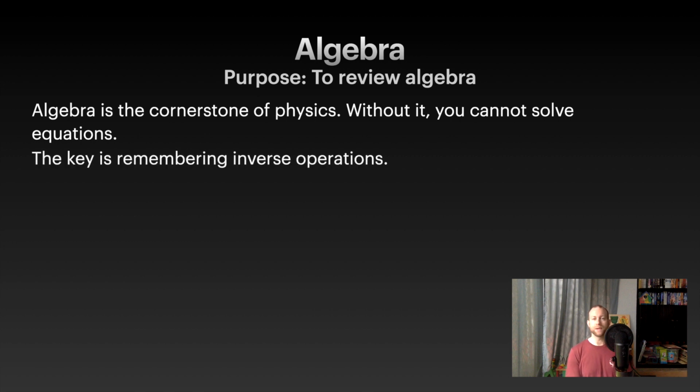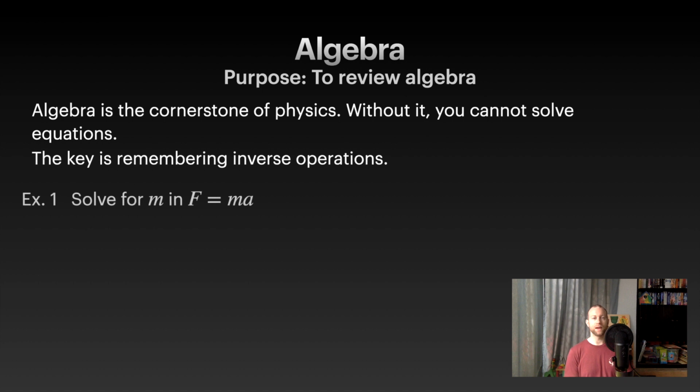The key to doing algebra is just remembering your inverse operations. So knowing what cancels out with what. For example, timesing is the inverse of dividing, and dividing is the inverse of timesing. So if you have something that's times, to get rid of it, you divide. If you have something added, you subtract. If you have something squared, you take the square root. You just need to know what the inverse operations are to be able to do this.